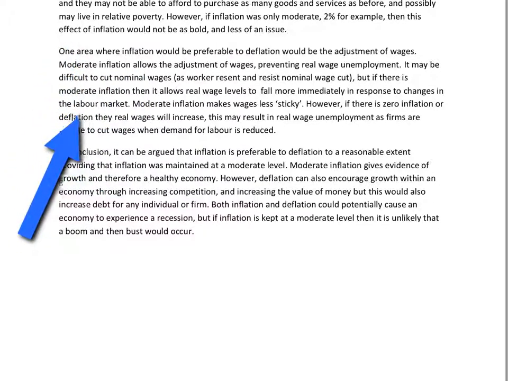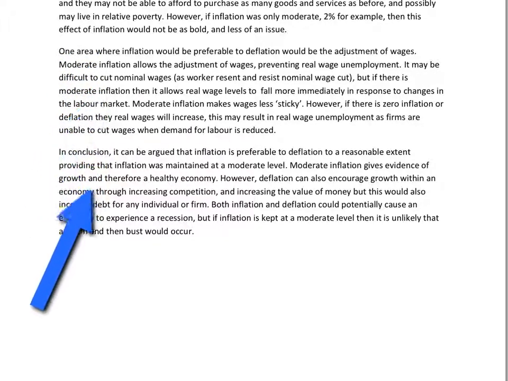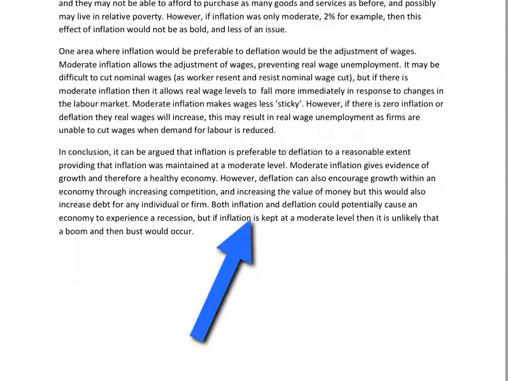This is fine. Adjustment of wages is important. What's said there is sensible. It's quite reductive. Okay, so overall slightly mixed feelings. We've got a bit at the start about inflation and deflation. We've got some information on each. I'm not sure we've got the big picture or the complete package.